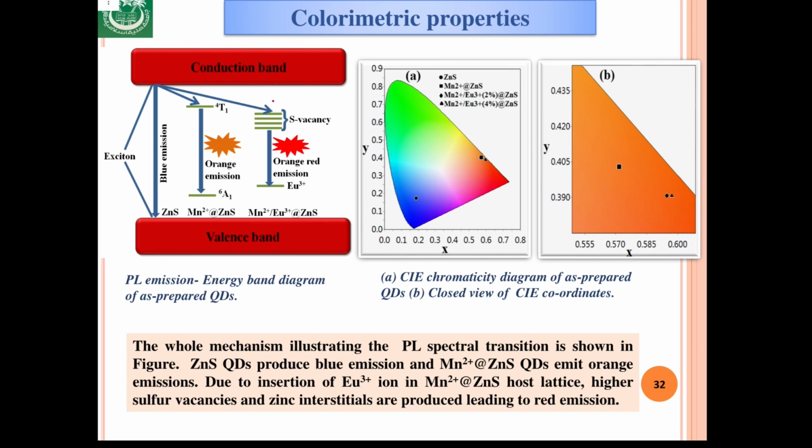And this diagram schematically presents the origin of the photoluminescence spectral transitions. One can see that zinc sulfide, which is itself a zinc sulfide quantum dot, is a blue emitter, but with the incorporation of manganese in the zinc sulfide lattice, new energy states evolve, which are linked to the manganese ion, and therefore lead to a decrease in the energy gap that leads to the emission of light in the orange color.